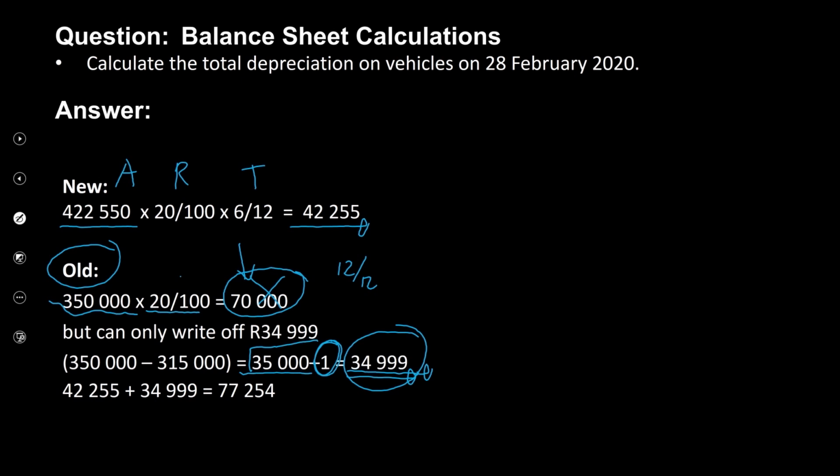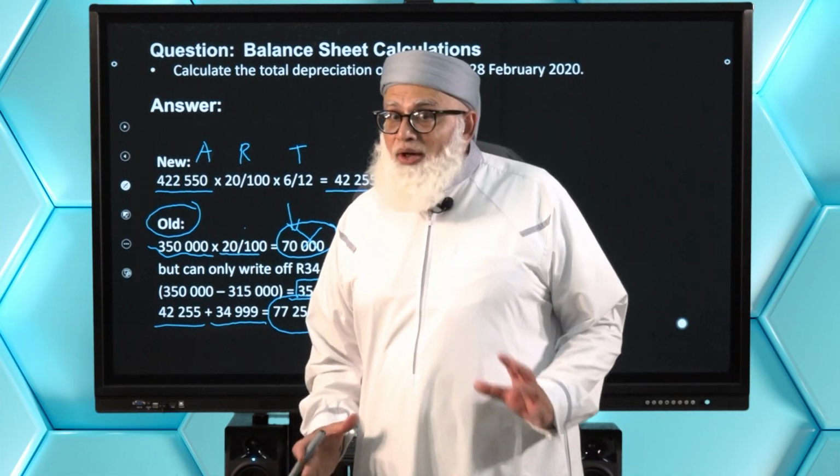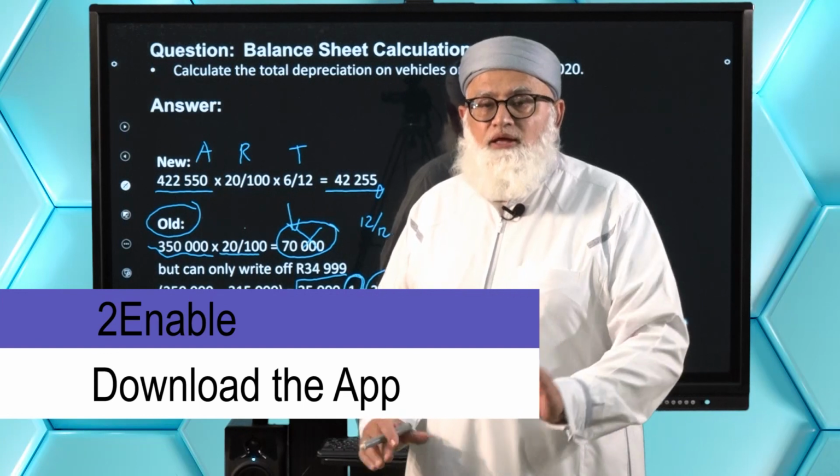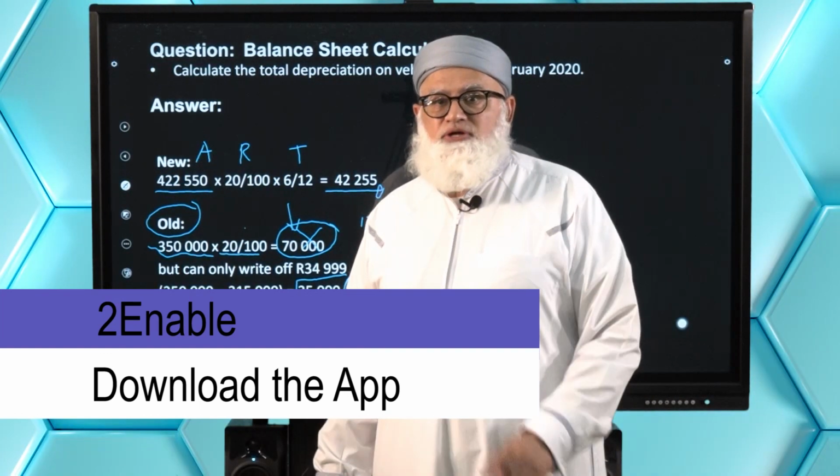So therefore, 34,999 plus the 42,255 Rand, which we wrote off on the new vehicle, add the two together, and the total depreciation on vehicles would be 77,254. Okay, guys, you can see it is quite comprehensive, but once you set out your work in such a way, you will definitely be able to get to the correct answer.